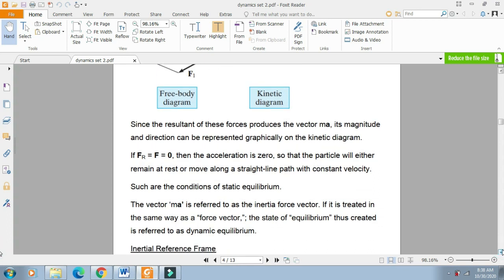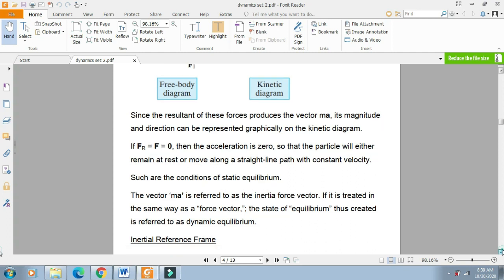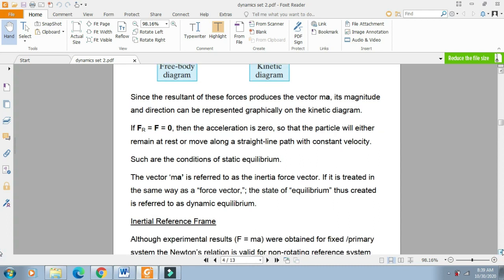If the resultant force is equal to 0, then acceleration will be 0 and the particle will move with a constant velocity or it will be at rest. So this is a condition of static equilibrium. Then we have the condition of dynamic equilibrium. When the equation balances, summation F equal to ma balances, then it is a condition of dynamic equilibrium.